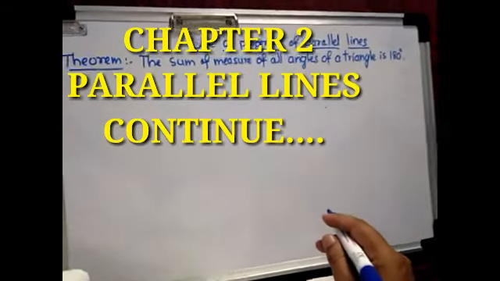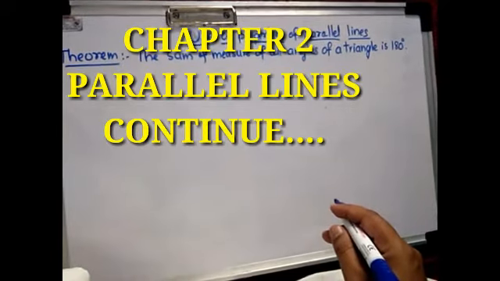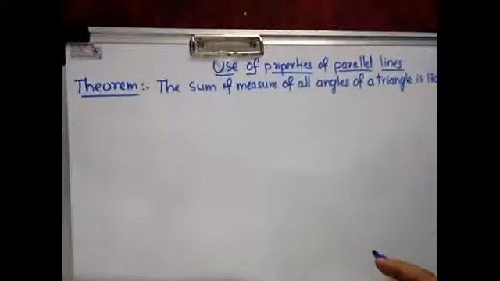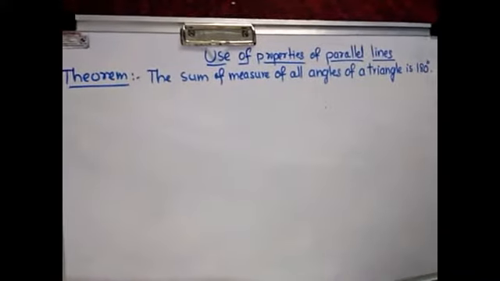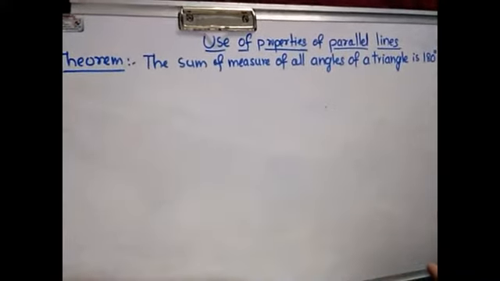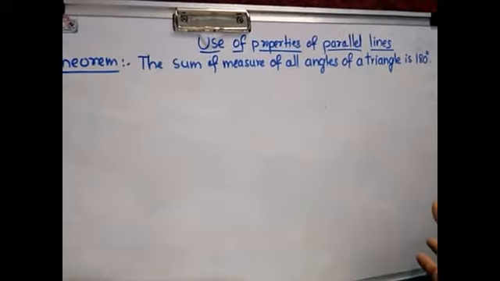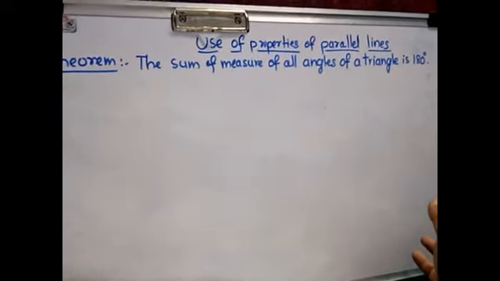After 2.1, we'll see the use of properties of parallel lines. In this properties of parallel lines, the first theorem in front of you is that the sum of measures of all angles of a triangle is 180 degrees.